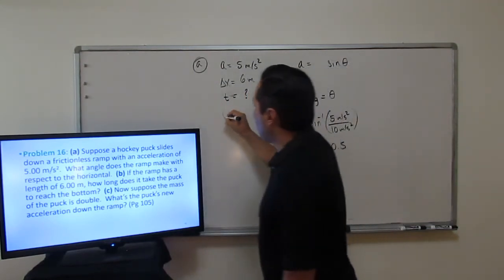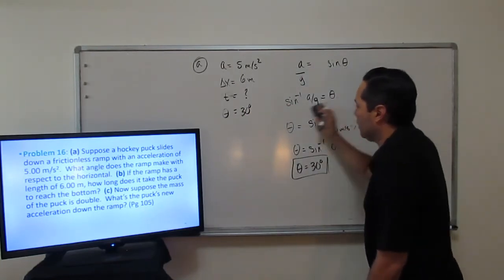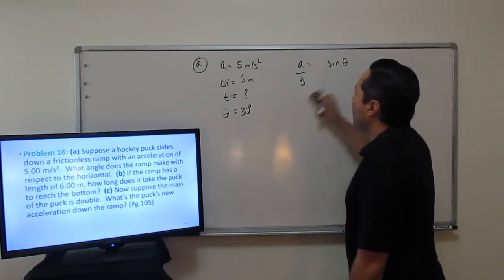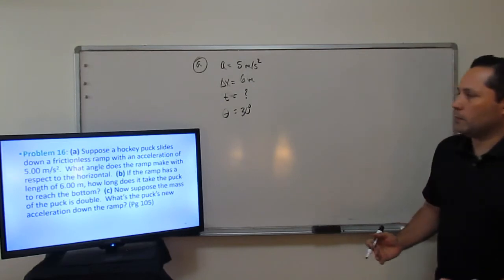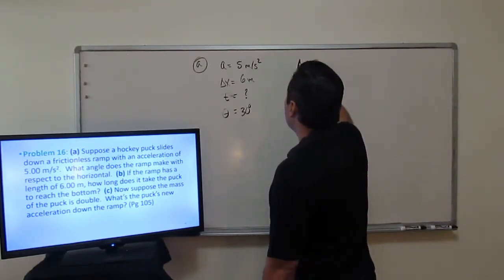By the way, let me just write it, just because we did solve it. The angle is 30 degrees though. I don't think we'll need it for part B. So again, they want to know how much time it would take to reach the bottom. Okay, so it's a 6 meter ramp. So we're going to go back to this formula.